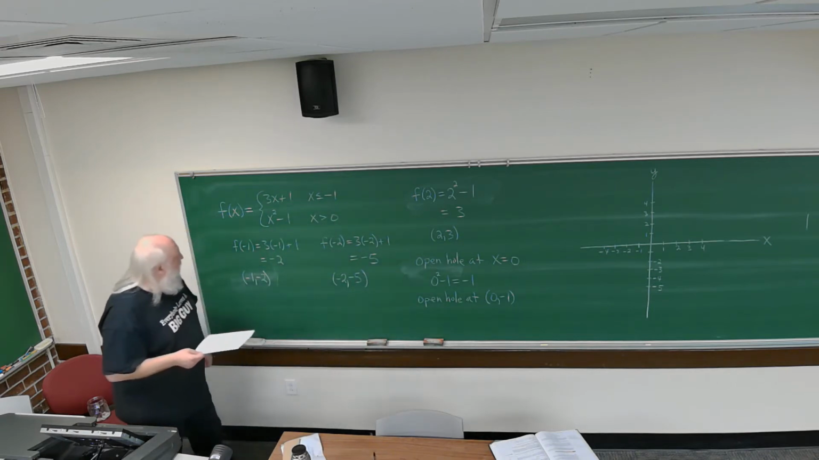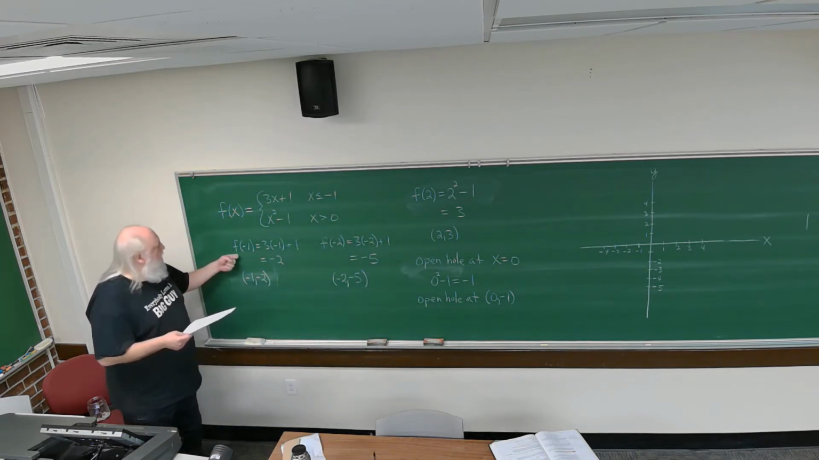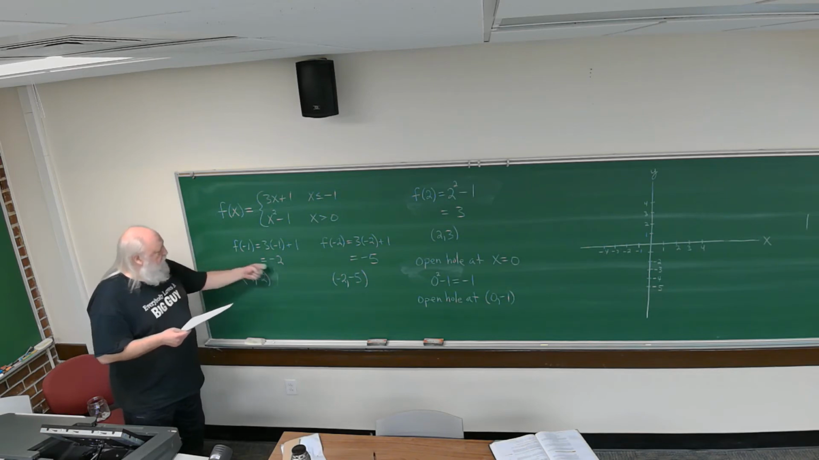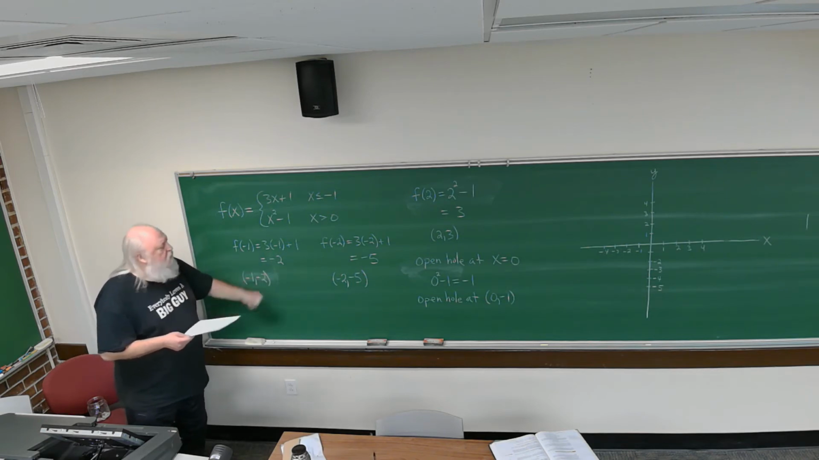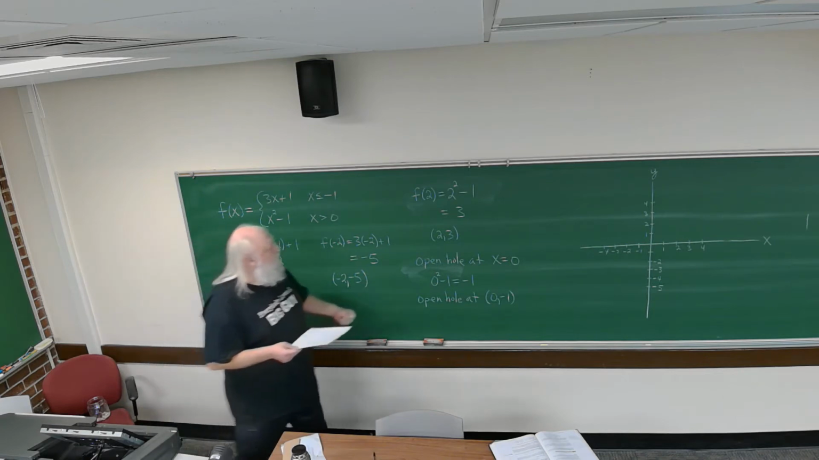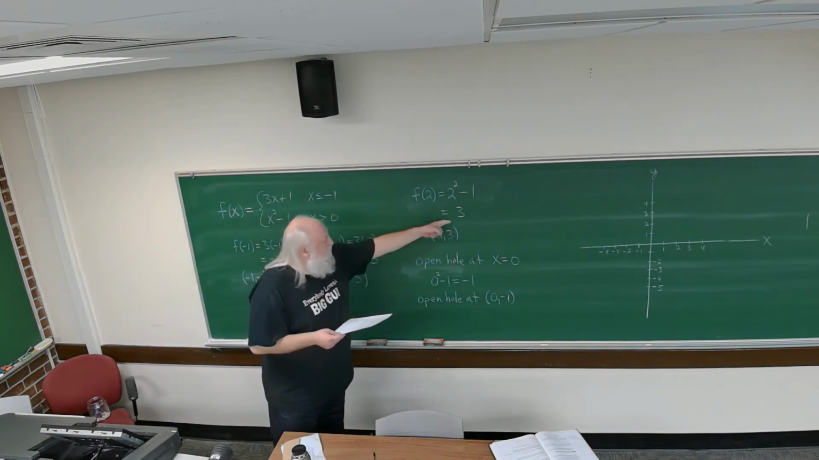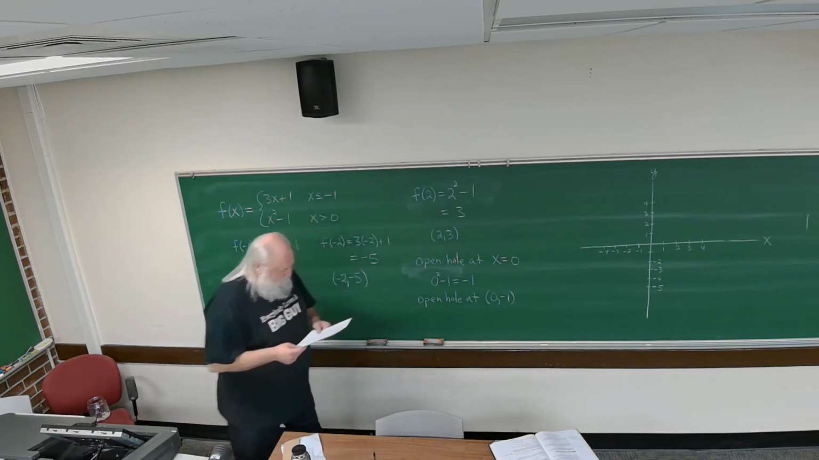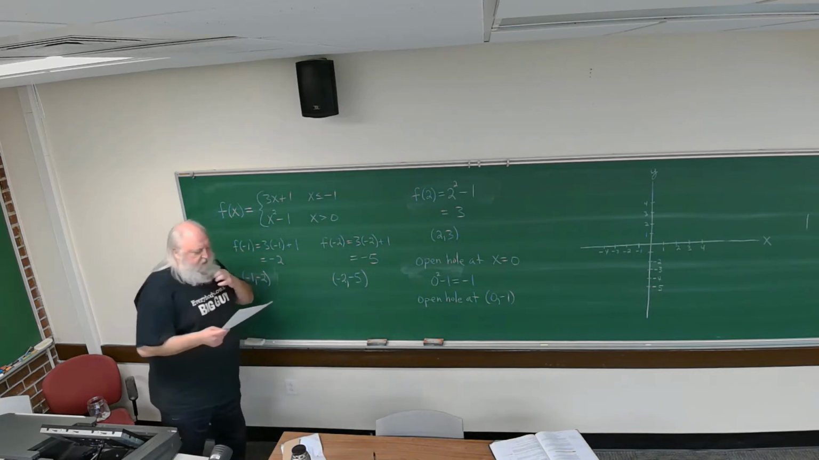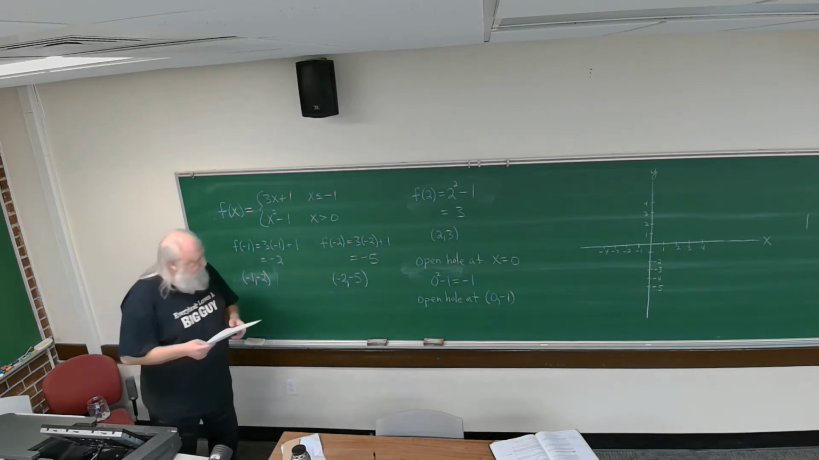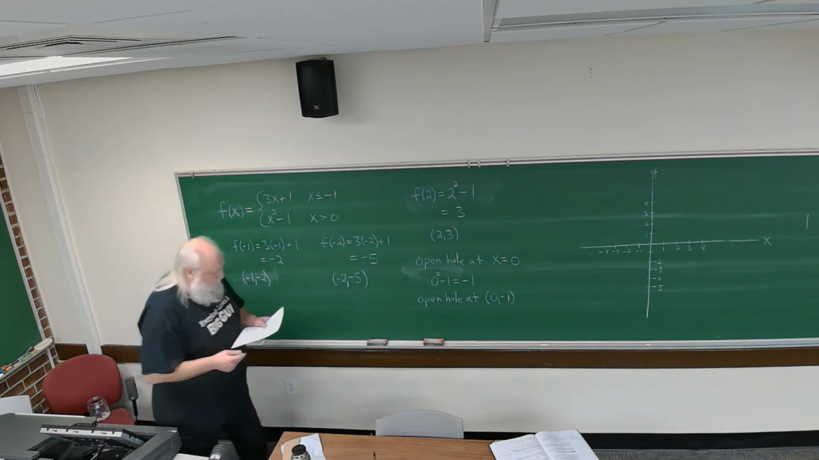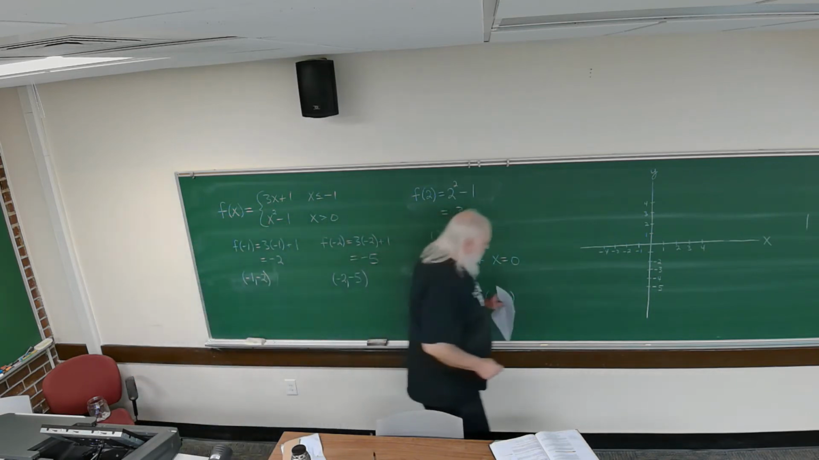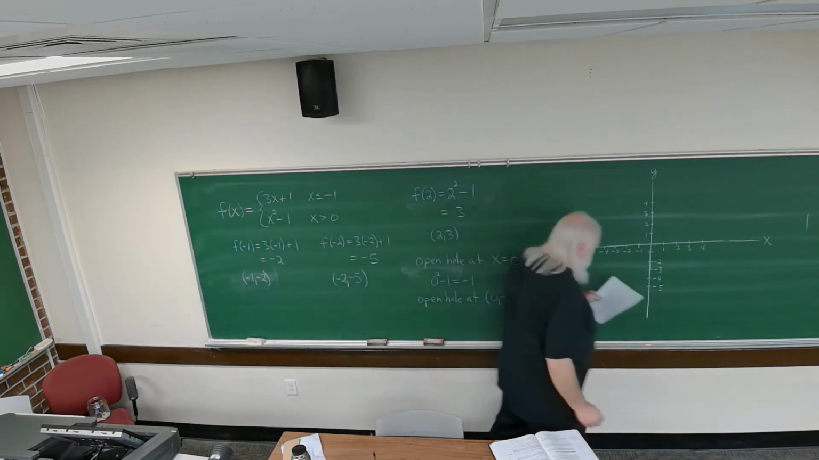Okay? So part A in this problem is evaluate the function at x equals -1. We found that to be -2. Part B, evaluate this function at x equals 2. We found that to be equal to 3. Okay? And we'll do C and D, the domain and range, after we graph the function. So let's now graph the function.